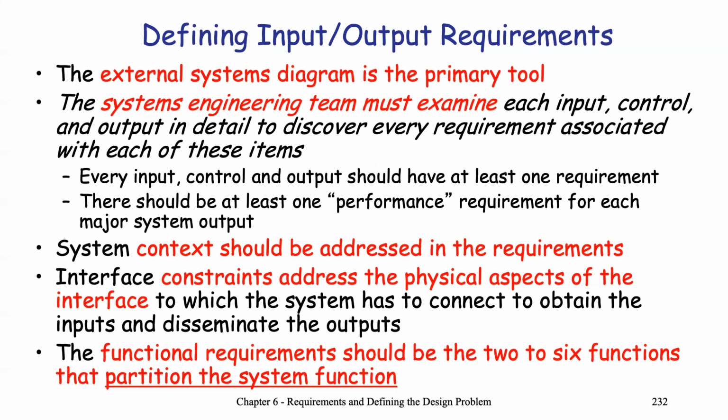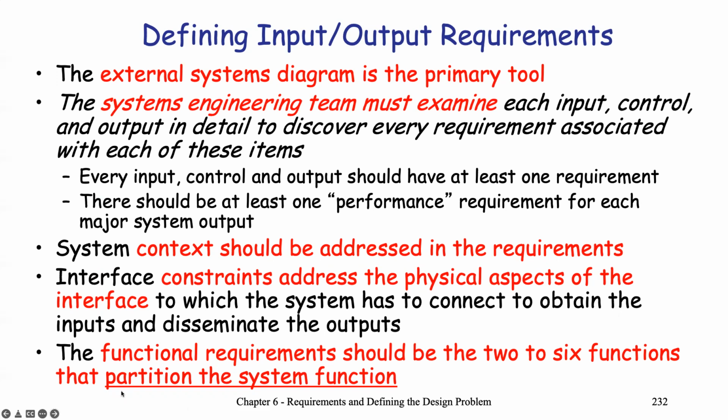The system engineering team must examine each input, control, and output in detail to discover every requirement associated with each of these items. The system context should be addressed in the requirements. The interface constraints address the physical aspects of the interface to which the system has to connect to obtain the inputs and disseminate the outputs.